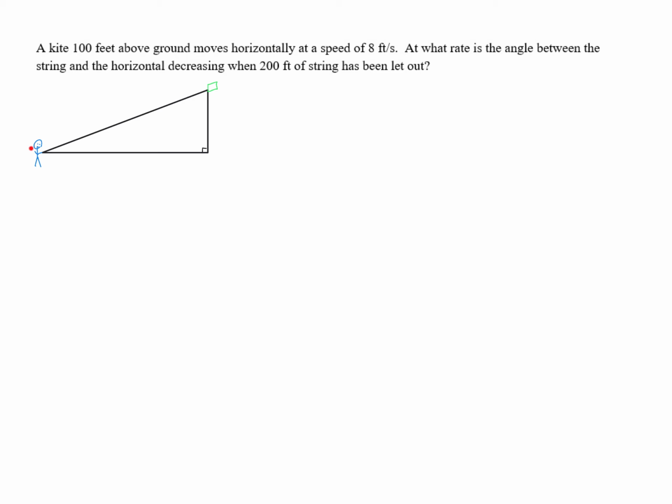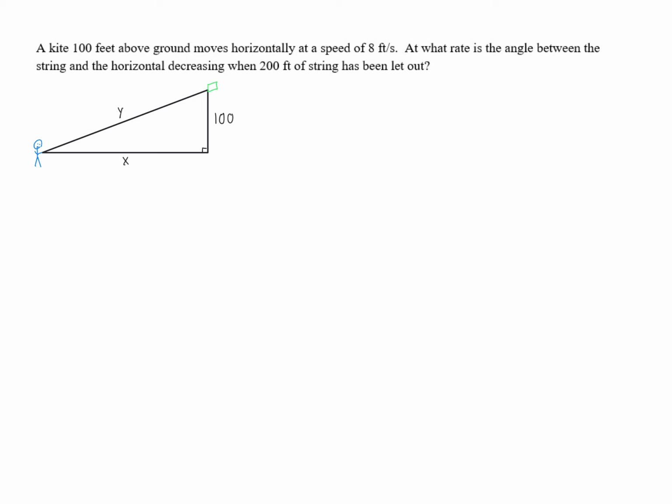So here we've got our person, and we've got the kite, and then the string is the hypotenuse of this triangle. And let's see, what can we label? A kite 100 feet above the ground moves horizontally. So we know the height of the kite is always going to be 100. And because it's moving, we don't know what the base of that triangle is, what that horizontal distance is, so we can let that be x. And then for our third unknown, the length of the string at any given moment, we'll call that y.